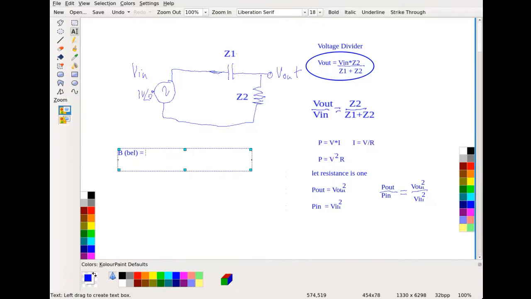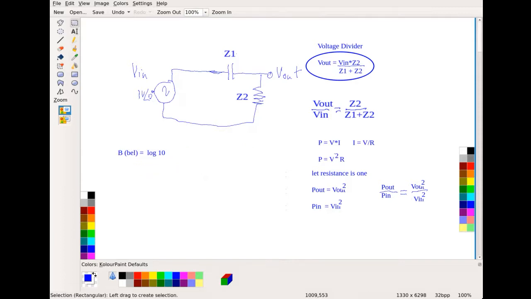is defined, and if you've got your books open, this is page 961 in your book. It's log base 10 of the power out over power in. I'm just going to grab it over here. Okay, so this is log base 10 of power out over power in. All right, so that's the definition of a bell.